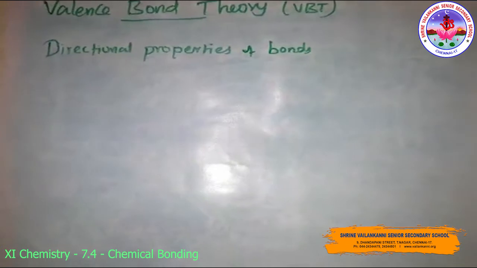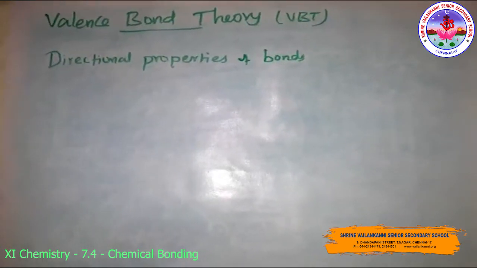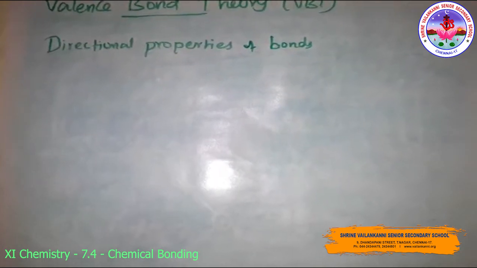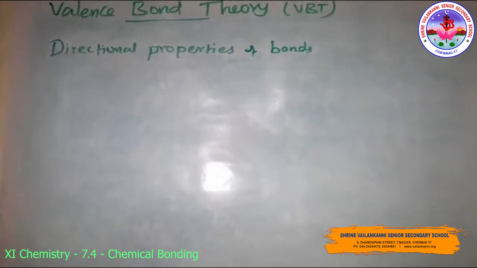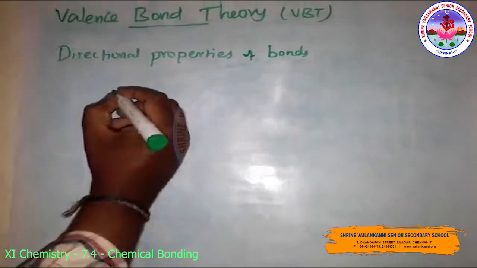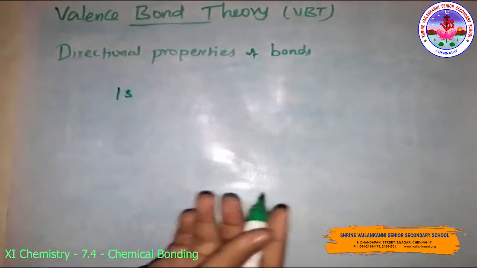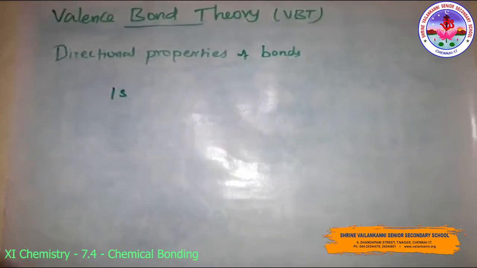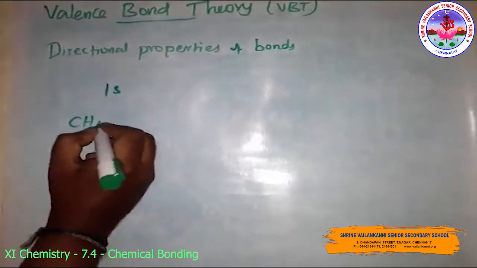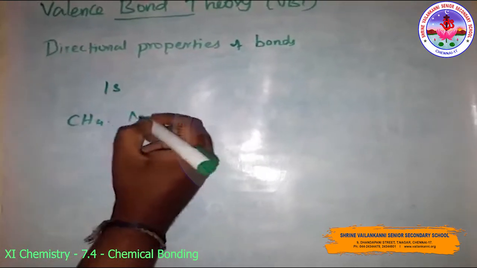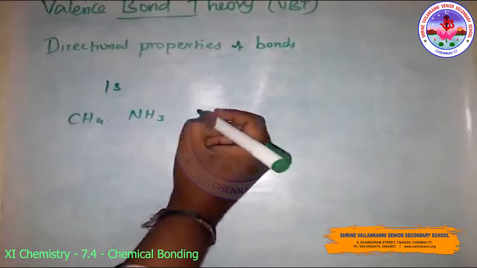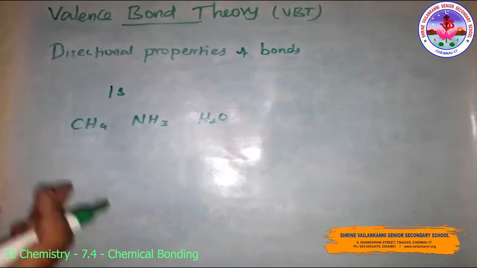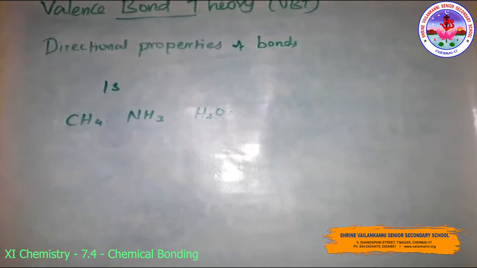Directional properties of bond. We have already seen the covalent bond is formed by overlapping of atomic orbitals. So the molecule of hydrogen is formed due to the overlapping of the 1s orbitals of the two hydrogen atoms. In the case of polyatomic molecules like methane, ammonia, water, the geometry of the molecule is also important in addition to the bond formation.